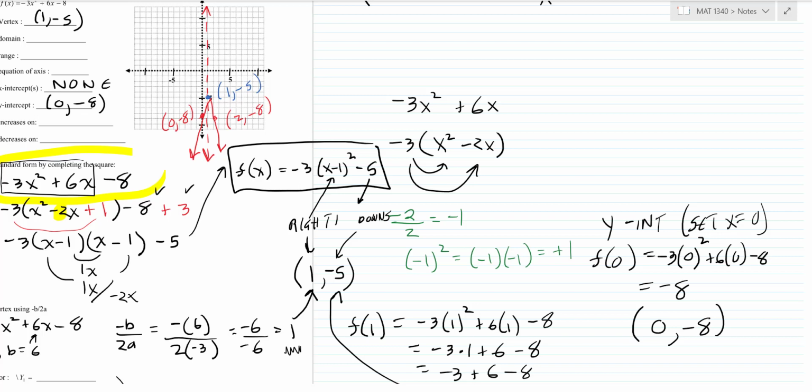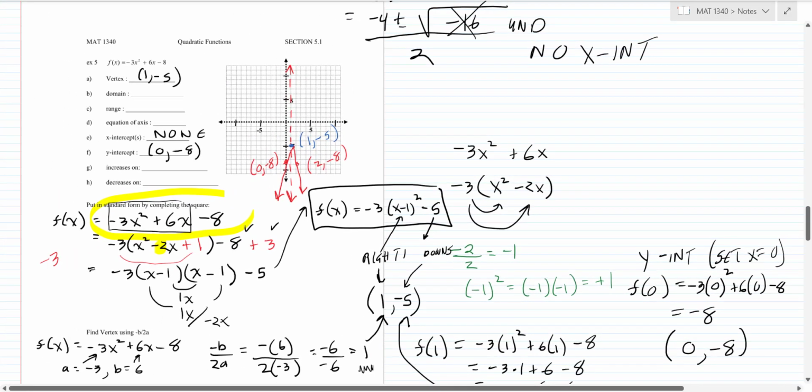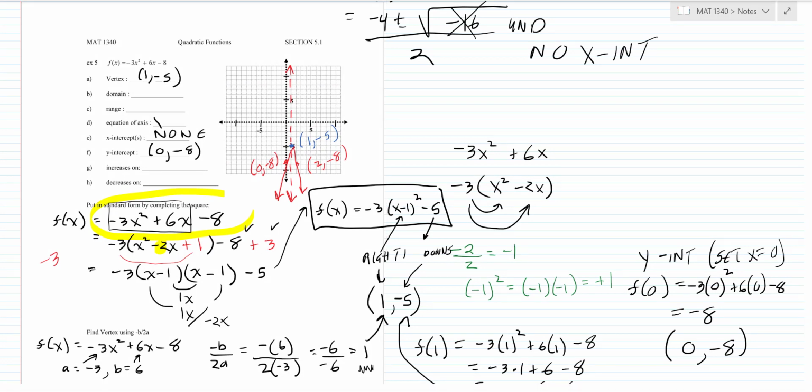Okay, all right. Now let's go ahead and answer the rest of this. We know that our axis of symmetry is always x equals whatever the x value of the vertex is. So that's x equals 1. The domain is always all real numbers on a quadratic function because x can be anything. How about the range? You're going from way down. What's the highest value of y? -5. So we would say -infinity to -5.